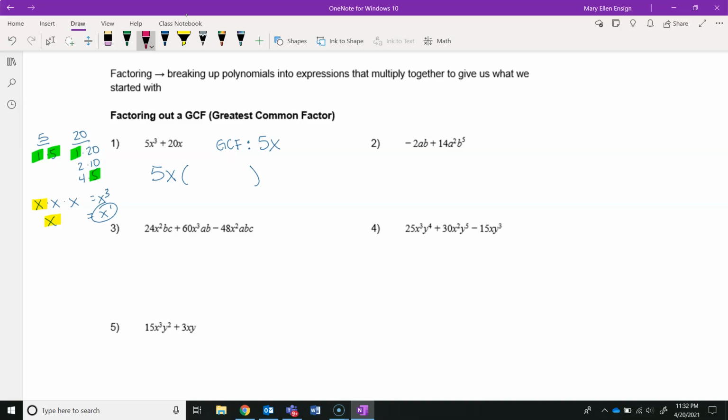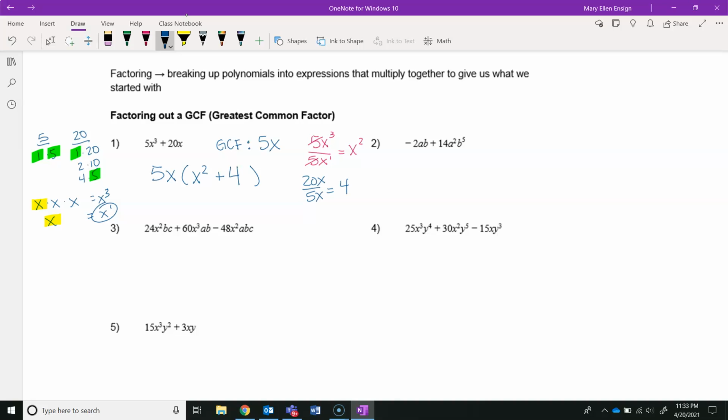In other words, one way to think about it is if I had 5x cubed, that first term, and I took out, or in essence divided out, 5x, what would I have left? Well, 5 divided by 5 is going to cancel, and 3 minus 1, right, quotient rule, is going to be x squared. So all I have left here is x squared. Stick with me for just a second, and then we'll look at it a different way also. Plus 20x divided by 5x is going to be just plain 4.